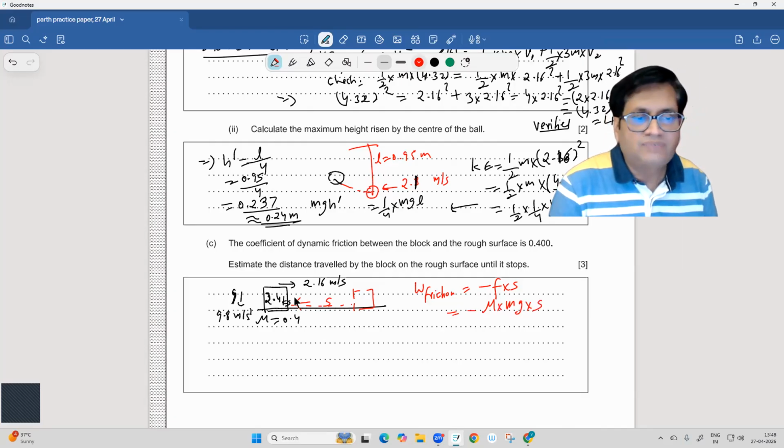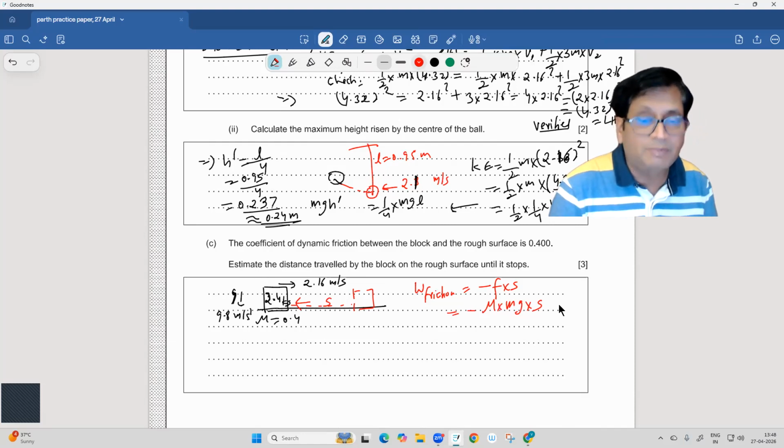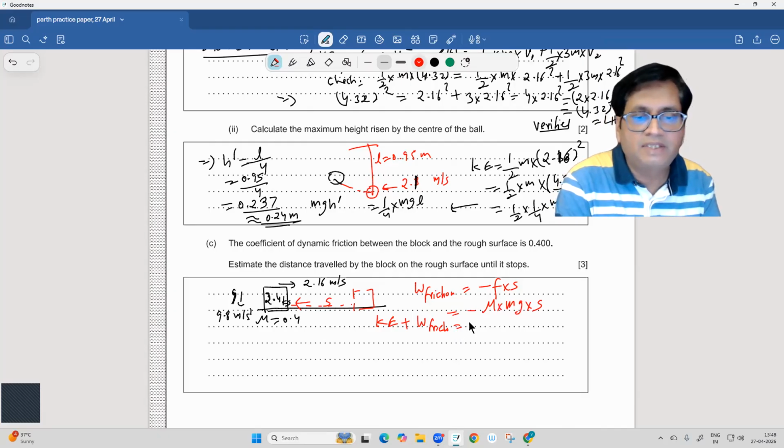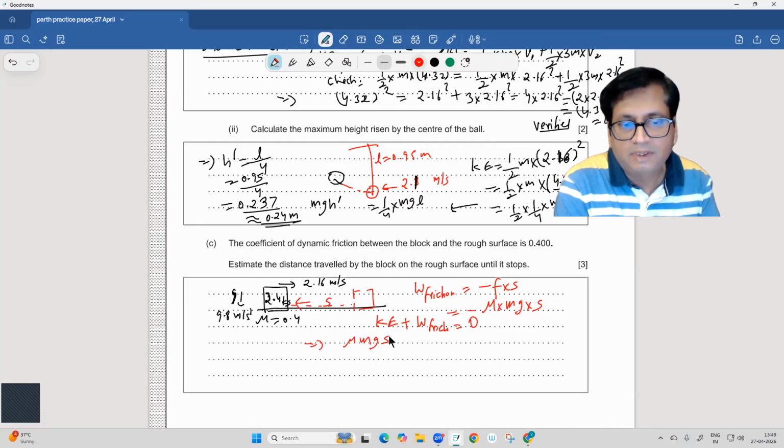And this work must be equal to the initial kinetic energy. Initial kinetic energy plus this work must be zero, right? So kinetic energy plus friction work, that is the net total mechanical energy, which is zero, because it has come to rest. It means mu m g s is equal to the kinetic energy of this block, half into mass into velocity, the speed, squared.